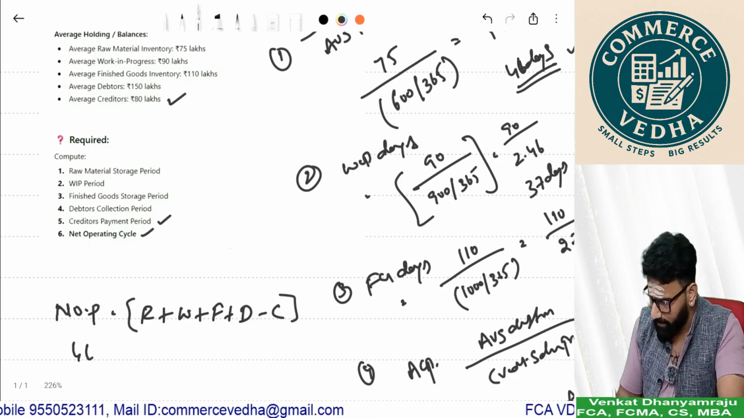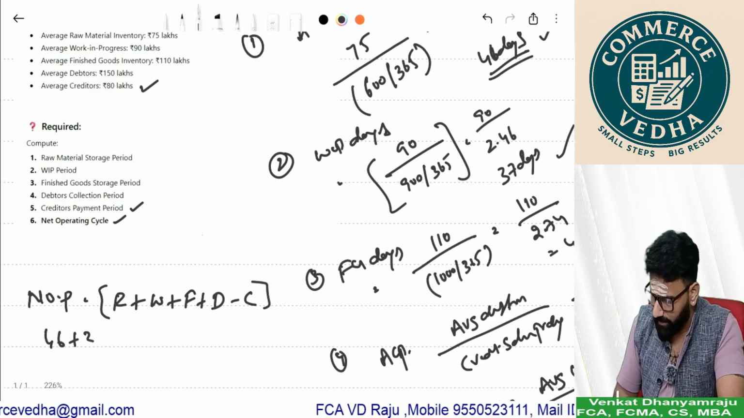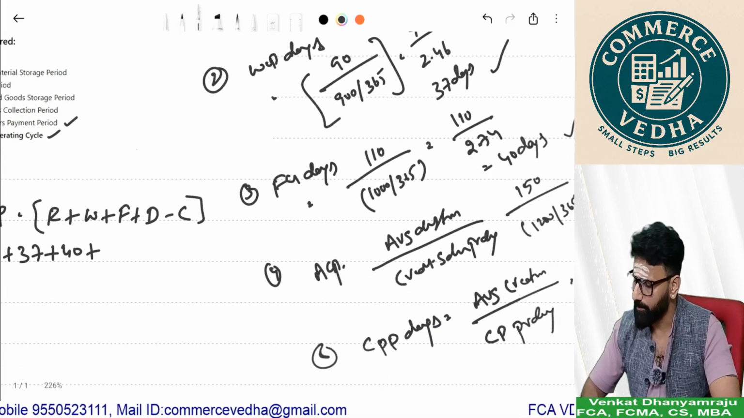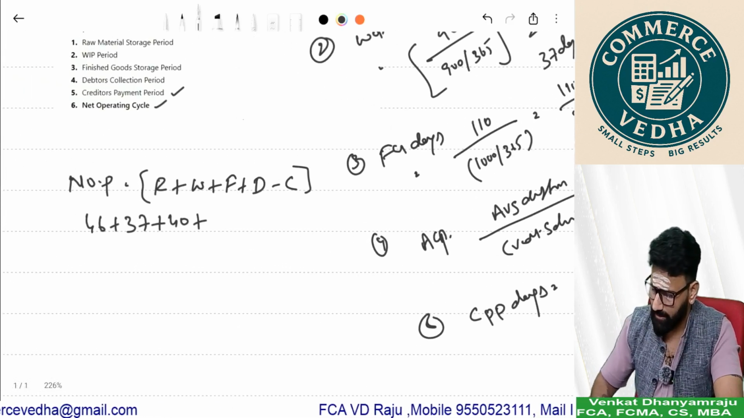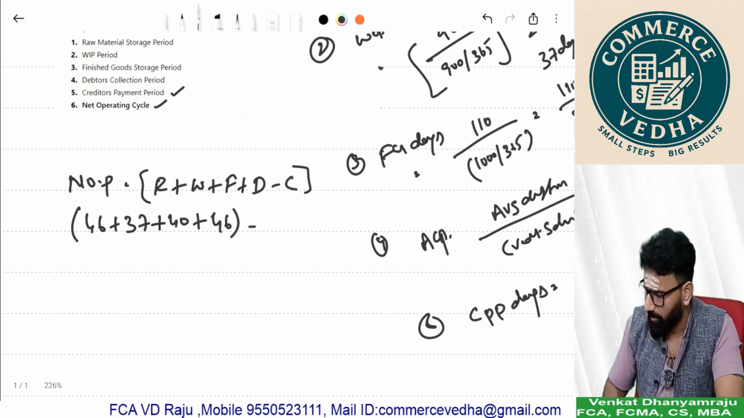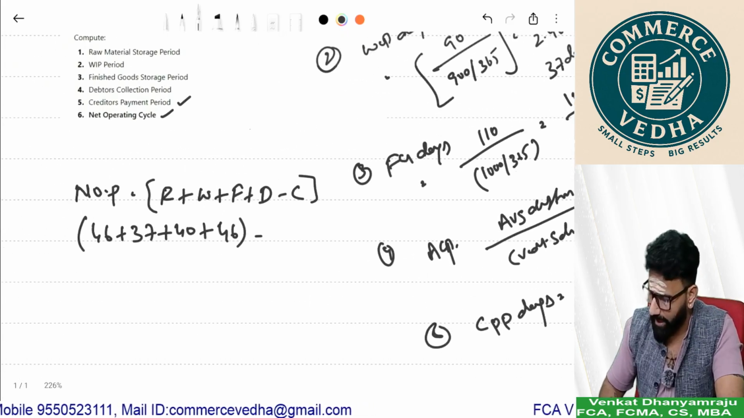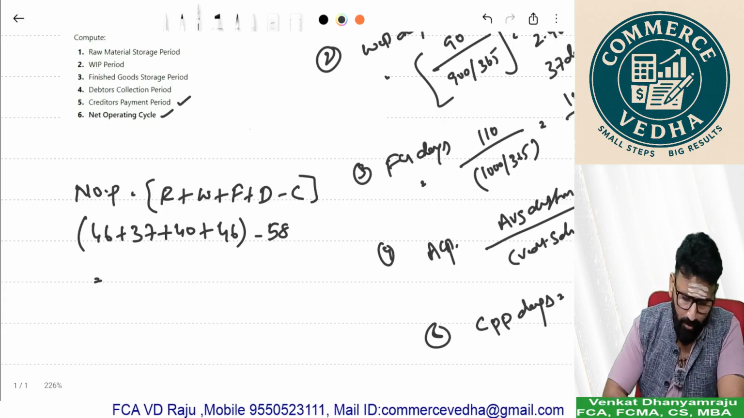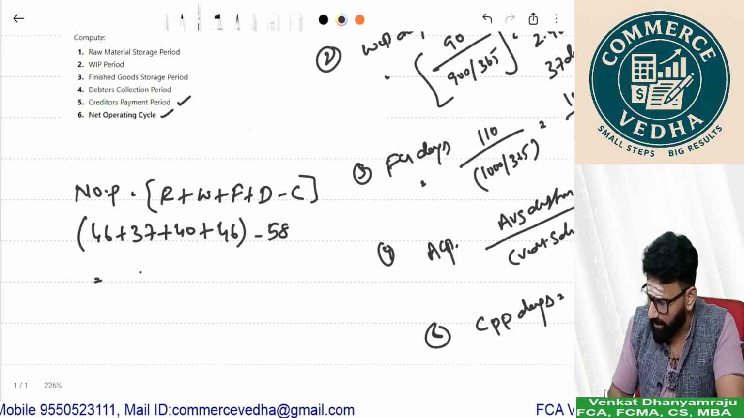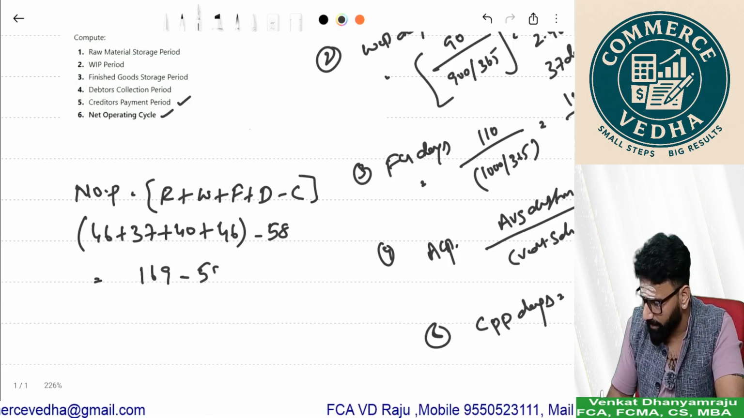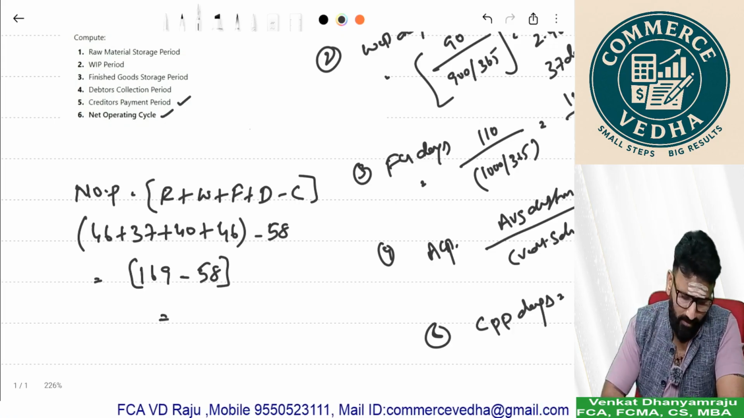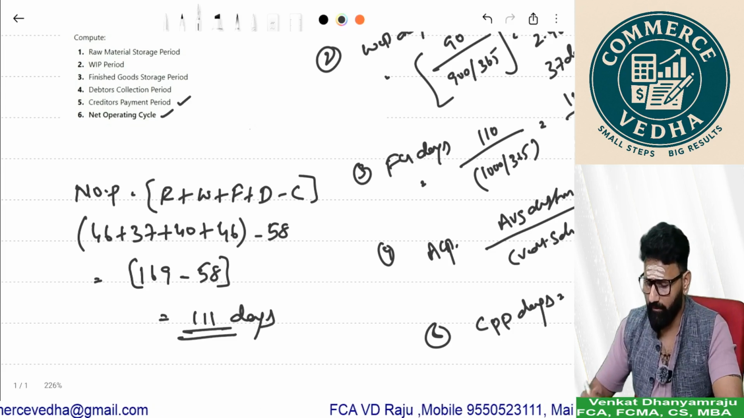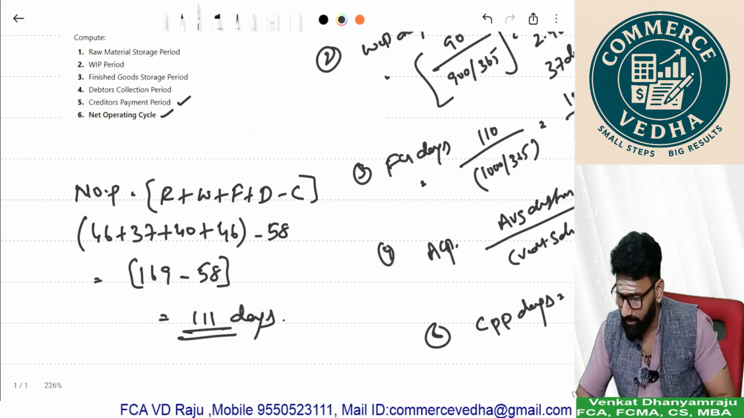So your raw material is 46 plus work in progress 37 plus finished goods 40 plus debtors collection 46 minus creditors payment 58. So gross is 46 plus 37 plus 40 plus 46, 169, minus 58. So 169 minus 58 is 111 days. 111 days is your net operating cycle days.